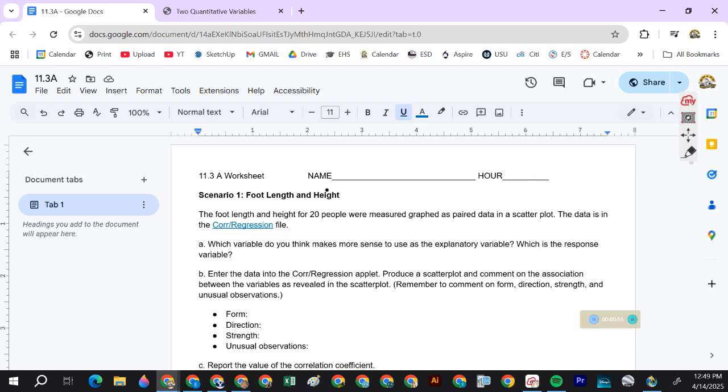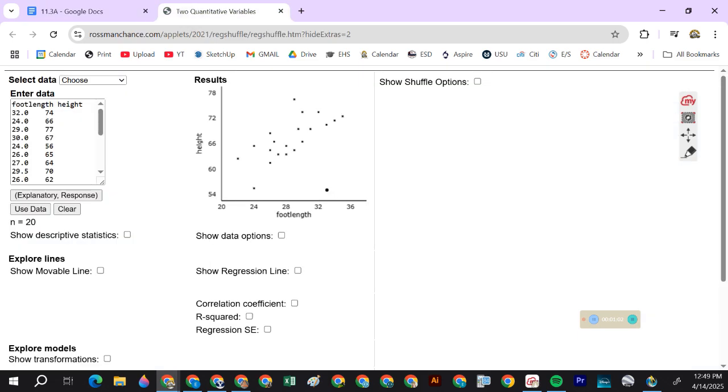So if we are measuring foot length and height, I'm just sort of guessing here, I think that foot length is in centimeters and height is in inches. I have no idea why you would measure it that way. You would need two different rulers, but my guess is that's what they did. I don't have any way to prove that. That's just sort of my guess.